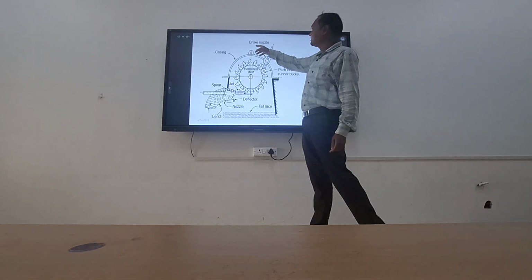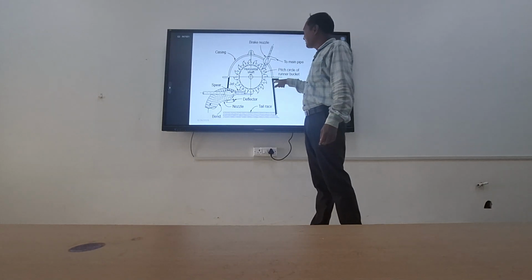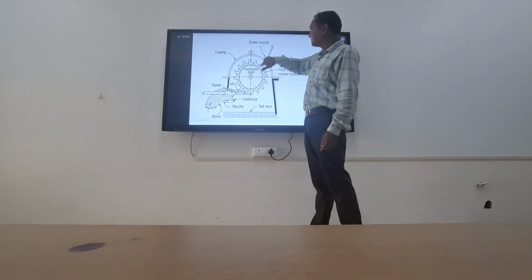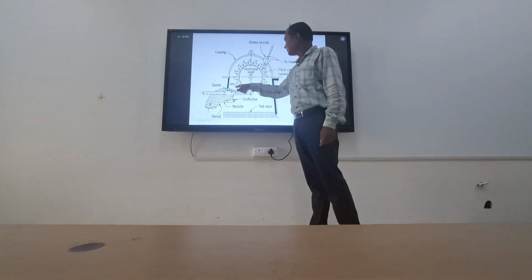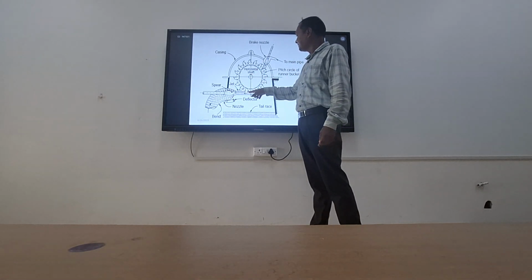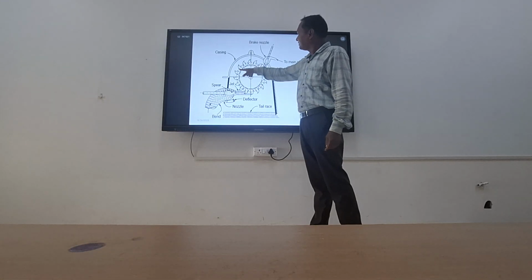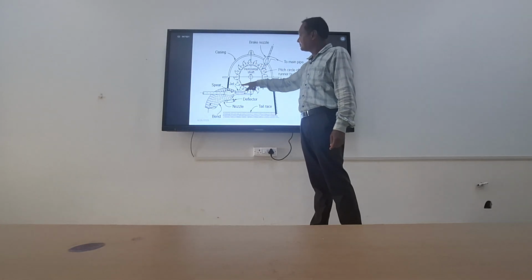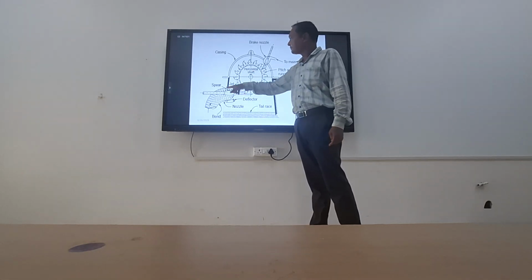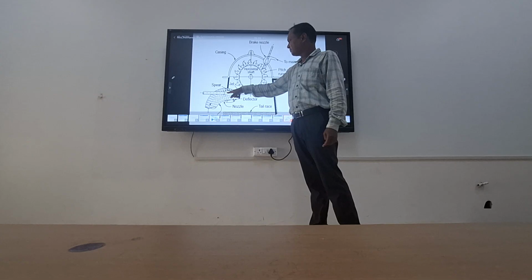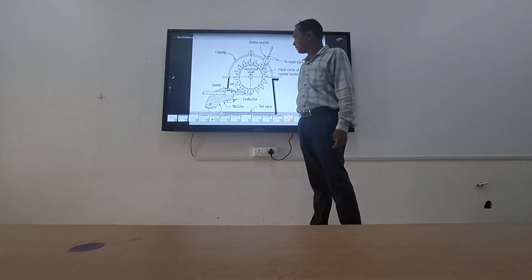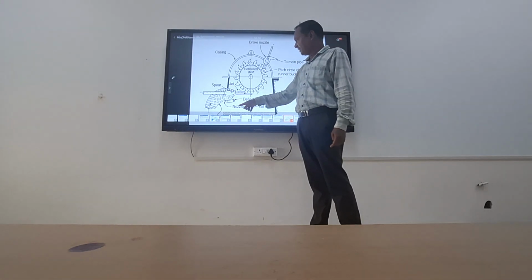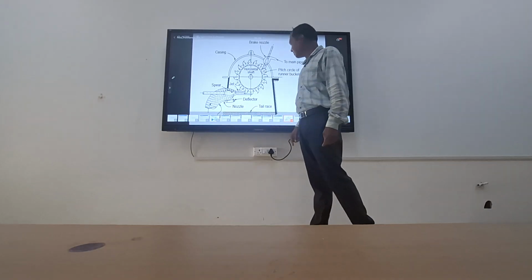See, this is your outer part, that is your casing. This is your shaft, that is horizontal. This is your water jet that is striking on the buckets or blades, which are fitted over the rotor of the turbine. This is a water jet. A spear is provided to control the flow of water. This is your deflector. This part is called your nozzle.